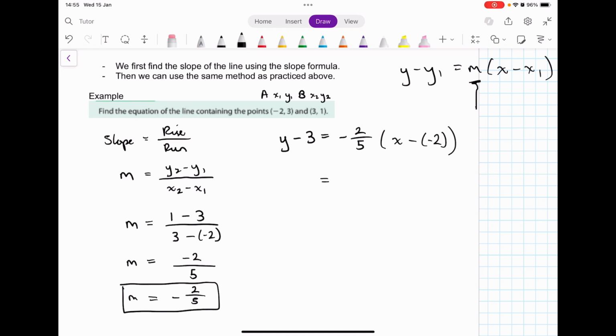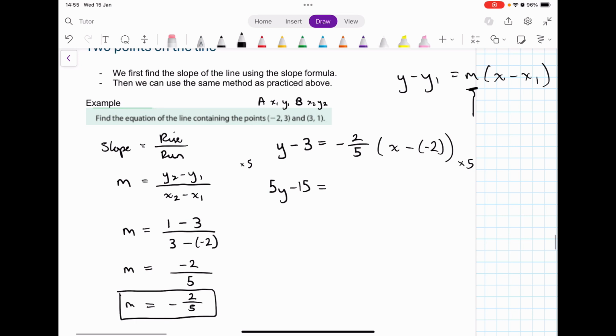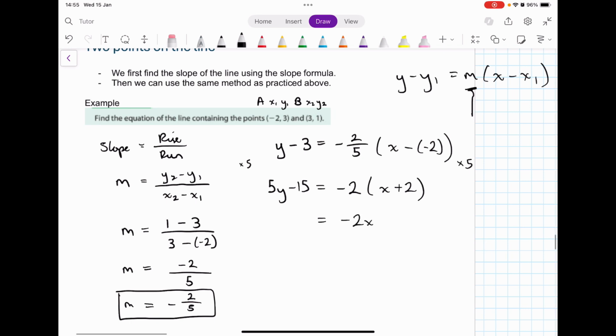And now we can simplify this. I don't like fractions, so I'm going to multiply everything by 5. So that would be 5y minus 15, and that gets rid of the fraction here. I've just multiplied both sides by 5. That gets rid of the fraction, so it just becomes minus 2x plus 2. And now you can simplify, so minus 2x, this is minus 4, and then this remains 5y minus 15.